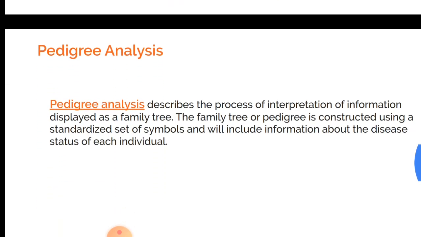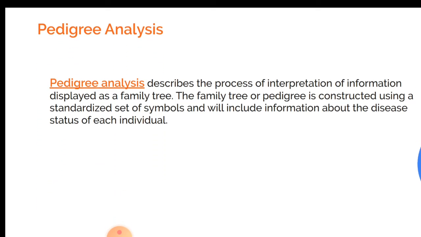Now, after this, we come down to the next subtopic, that is the pedigree analysis. What do we understand by this term pedigree and the analysis of the pedigree? The pedigree analysis describes the process of interpretation of information displayed as a family tree. The family tree or pedigree is constructed using a standardized set of symbols and will include information about the disease status of each individual.